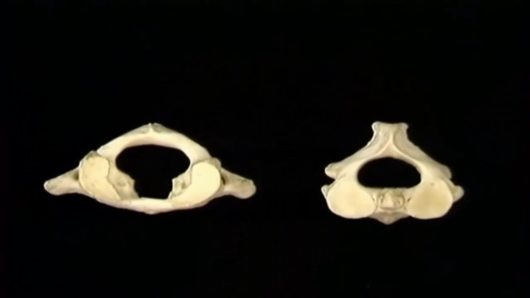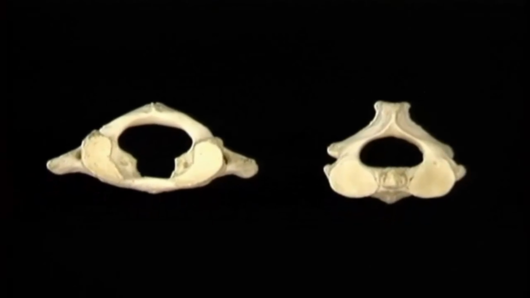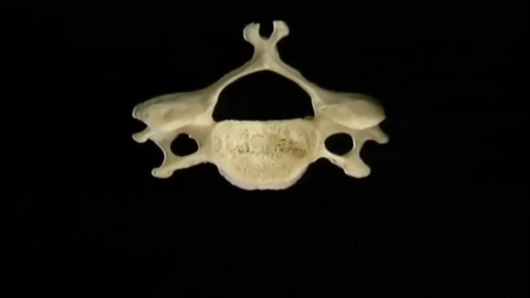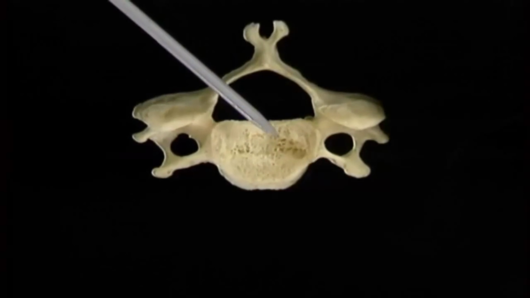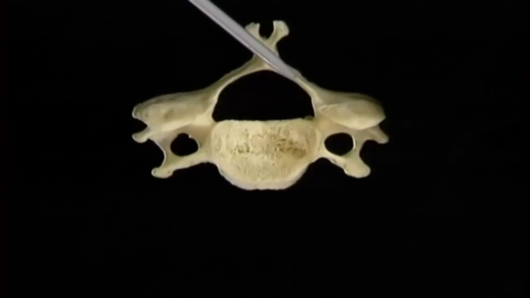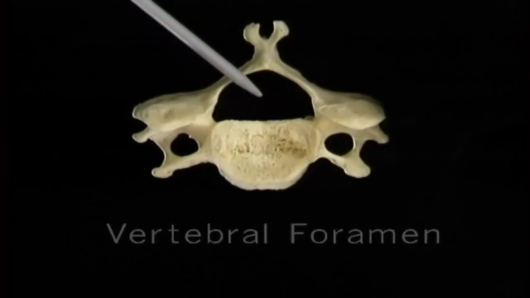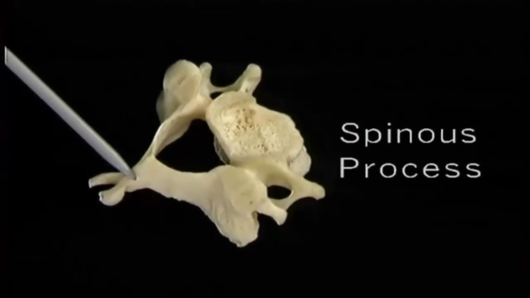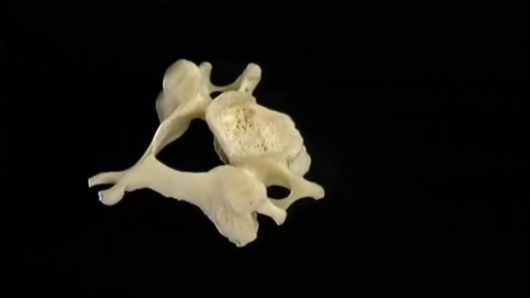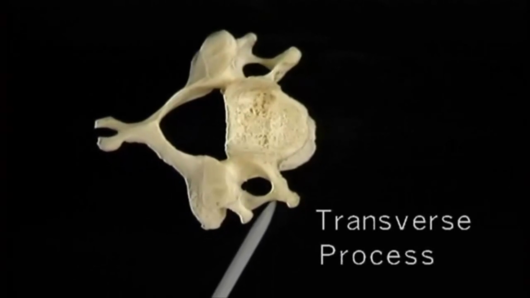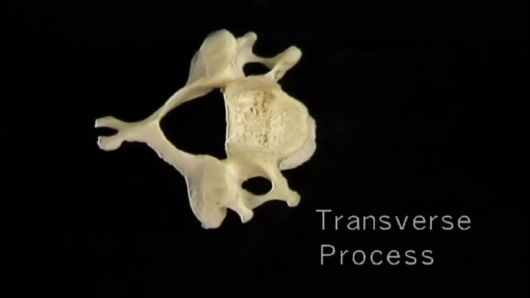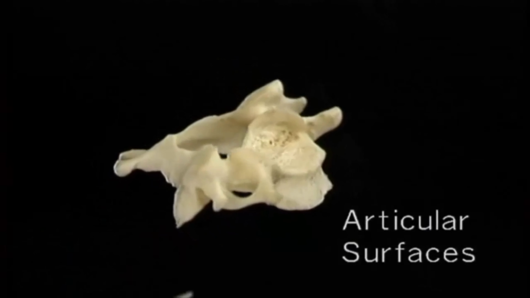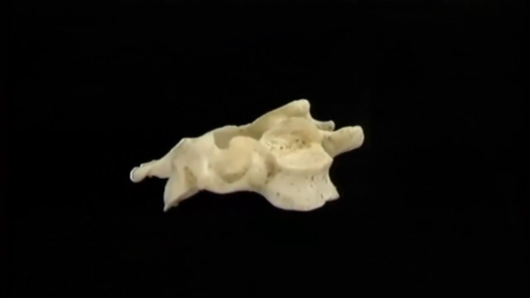Because of their special functions, the atlas and the axis differ in several ways from typical cervical vertebrae. As we've seen in Volume 3, a typical cervical vertebra has a body in front and a neural arch behind, enclosing the vertebral foramen. It has a spinous process behind with two tuberosities and a transverse process on each side, also with two tuberosities. On each side there are two articular surfaces, one above and one below, which form the intervertebral joints.